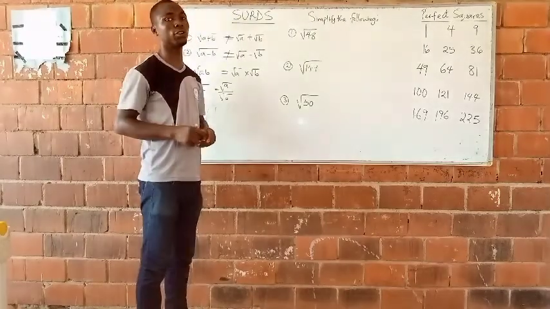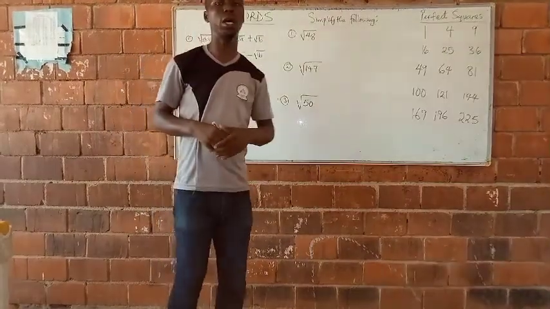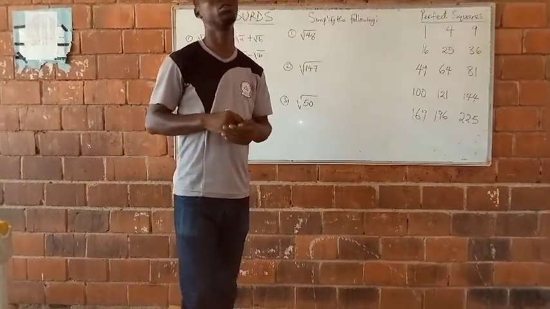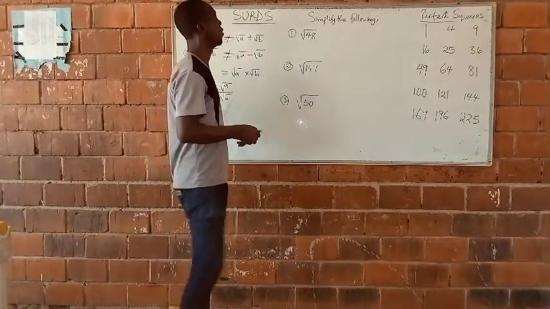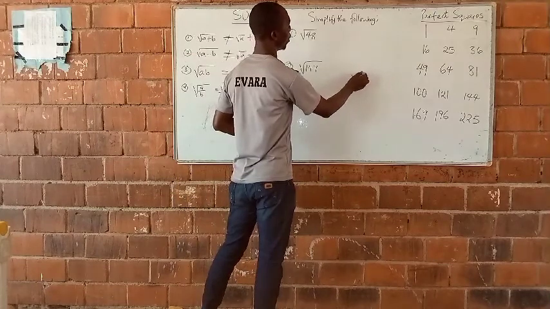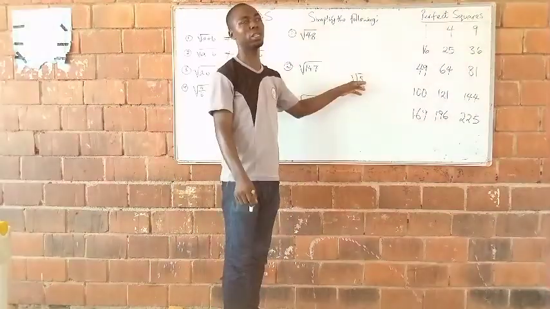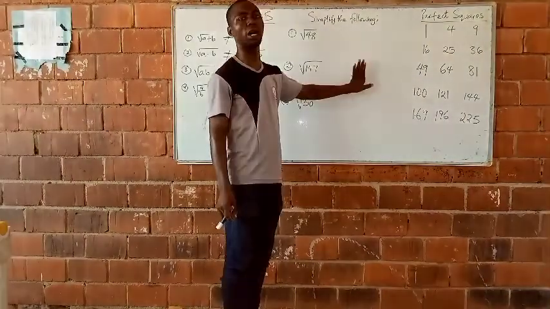This is on surds. What do we mean by surds? When we are unable to simplify a number in a root, we call it a surd. For instance, if I have square root of 5, 5 is not a perfect square. So that means I cannot get the square root. So this is what we refer to as a surd.